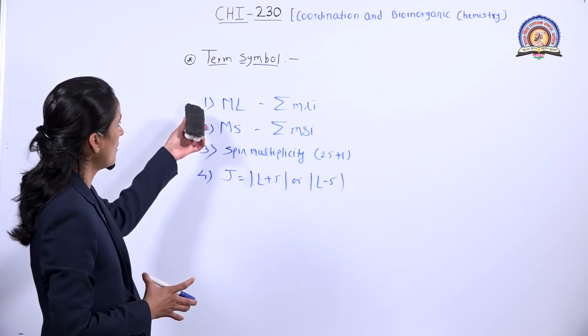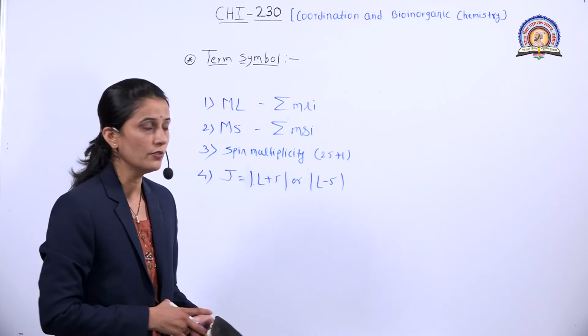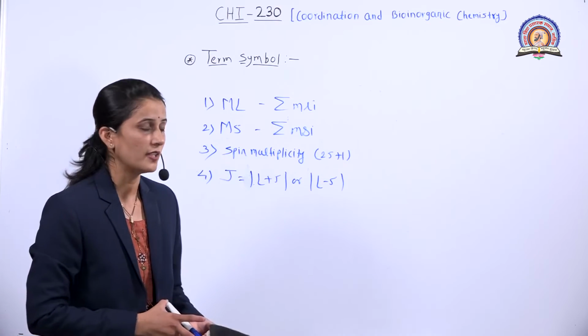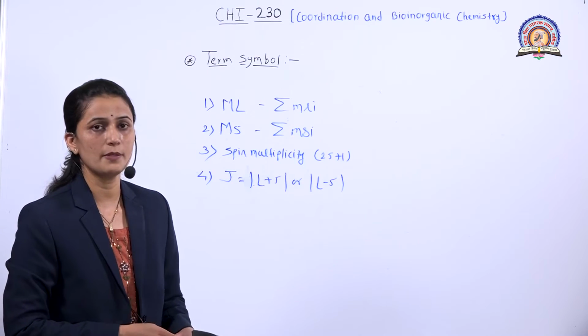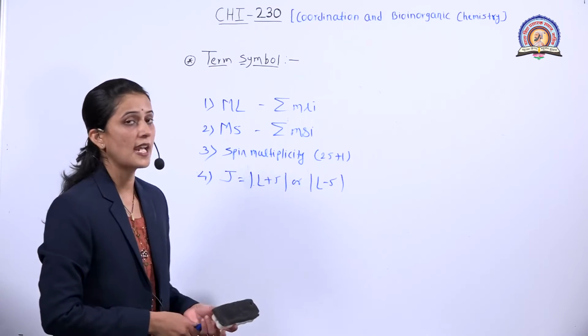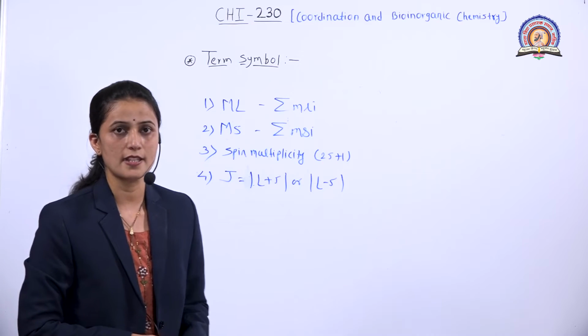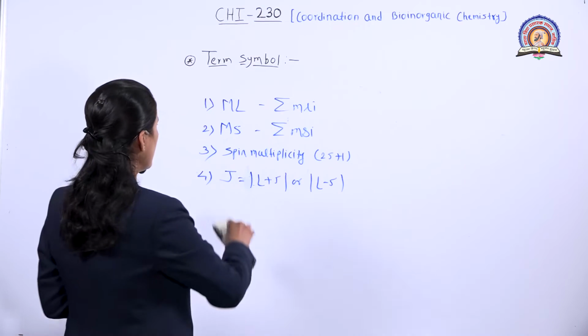First of all, we have to calculate ML value, then we have to calculate MS value, then we have to do calculations for 2S plus 1, that is spin multiplicity, and the last one is calculation for J, that is L plus S or L minus S. So let's see the examples.